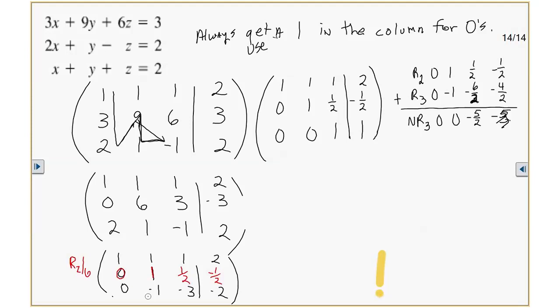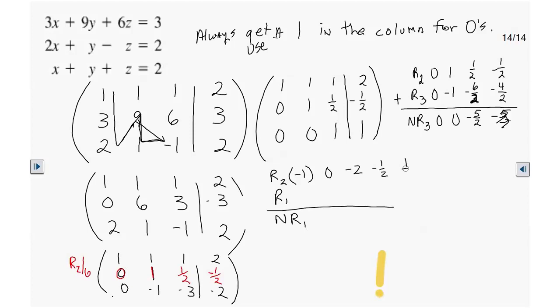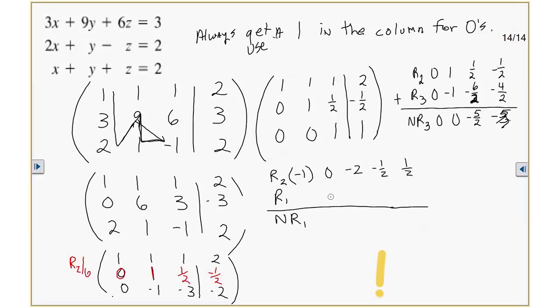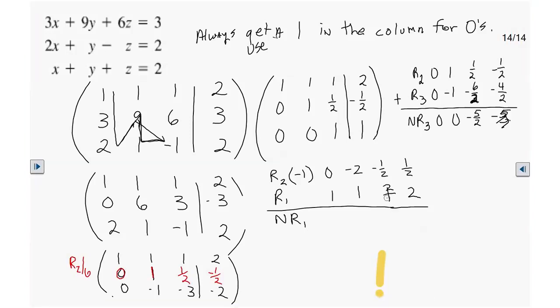Alright, so now I can get rid of all these ones up here. It doesn't matter which way you work, because you have to use whichever column has a one in it. So let's say I want to get rid of this one right here. I have to multiply row two by negative one and add it to row one to get the new row one. Row two is 0, negative 2, negative 1 half, and positive 1 half. Row 1 is 1, 1, 1, 2.